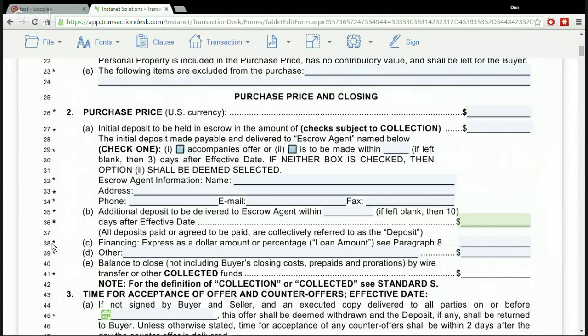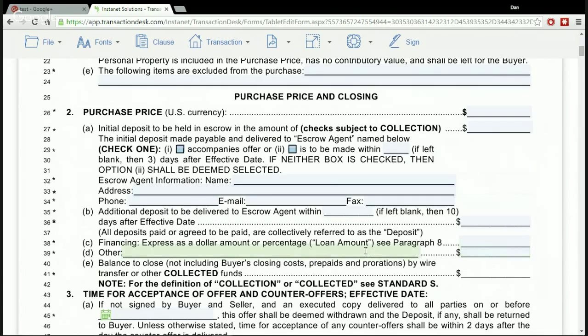On item C, line 38, this is talking about financing. You're going to put either a dollar figure or a percentage. So if it's a conventional standard 80-20 loan, in other words, they're getting 80% financing, you would put 80% here. Or if you wanted to put a figure, let's say your offer was 200,000, you would put, geez, math, let's go. What is that? 160,000, right? So that's what we'll put there.